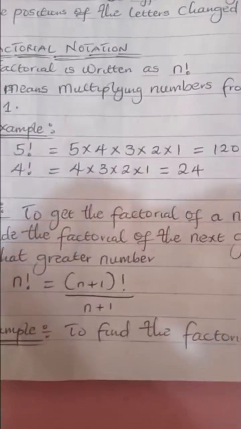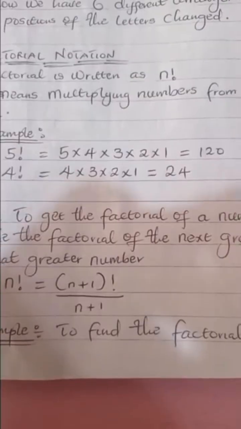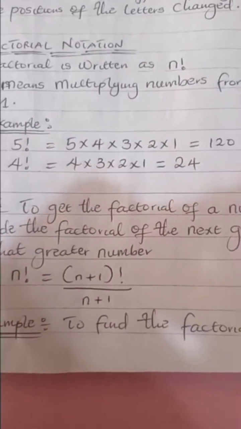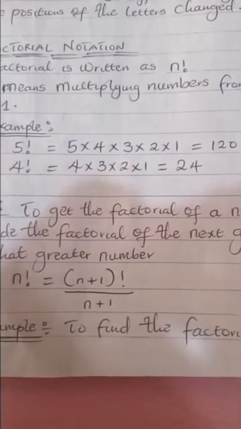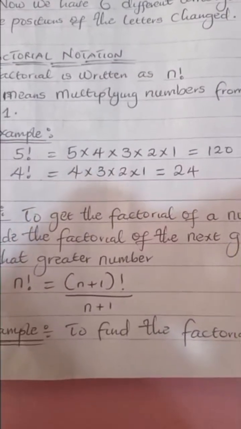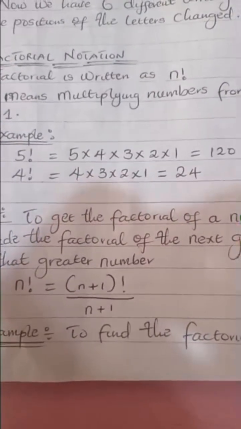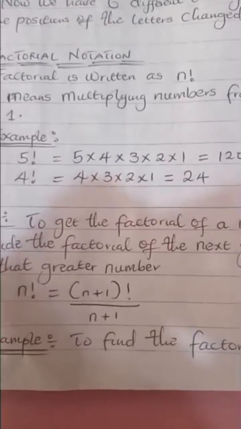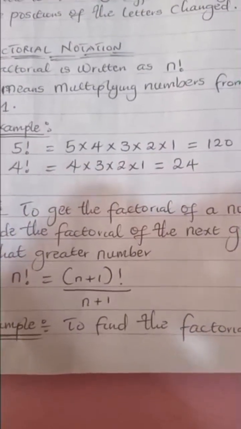Now look at the example here. We have 5 factorial. So what is 5 factorial? 5 factorial means multiplying 5 down to 1. That's why we have 5 times 4 times 3 times 2 times 1, which is 120. And 4 factorial means multiplying from 4 down to 1, which is 4 times 3 times 2 times 1, which is 24.